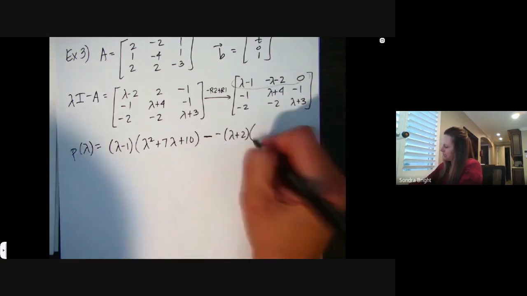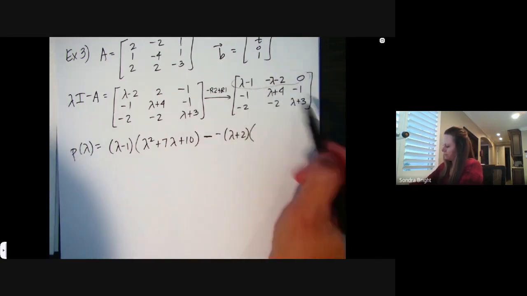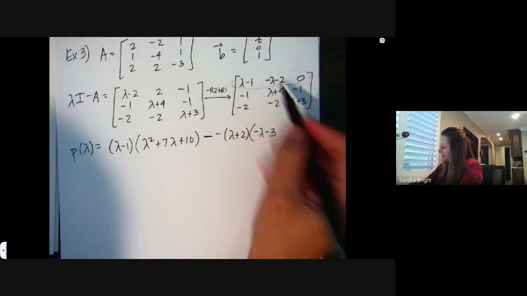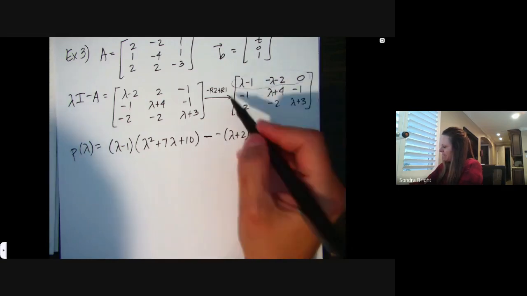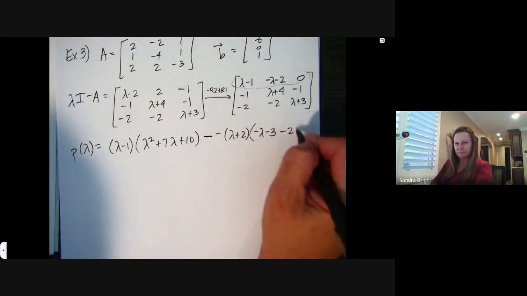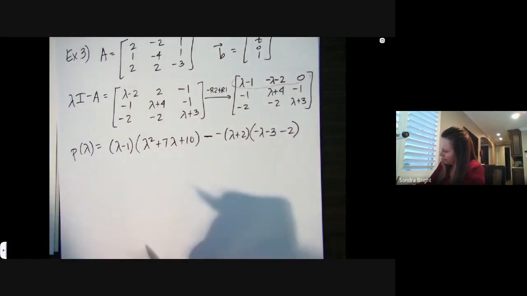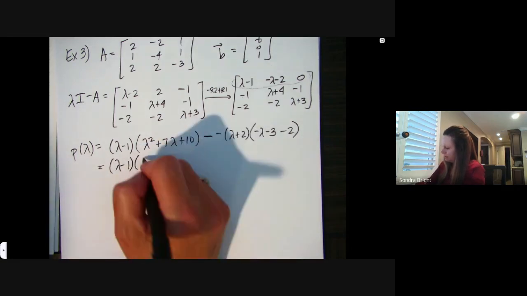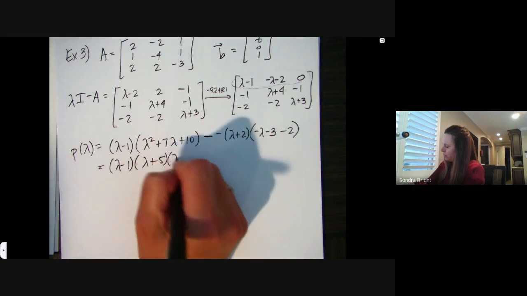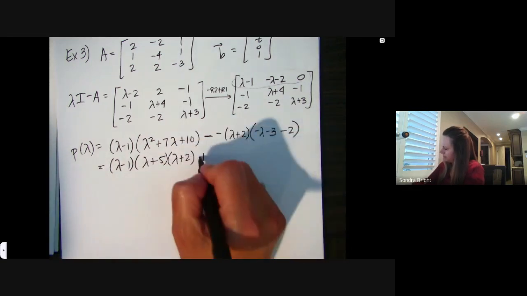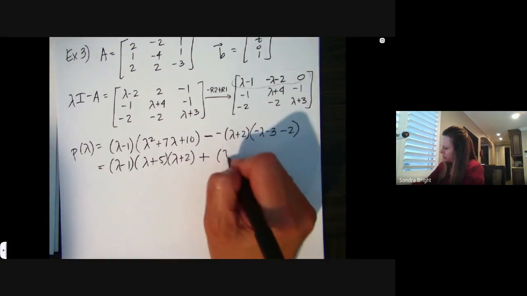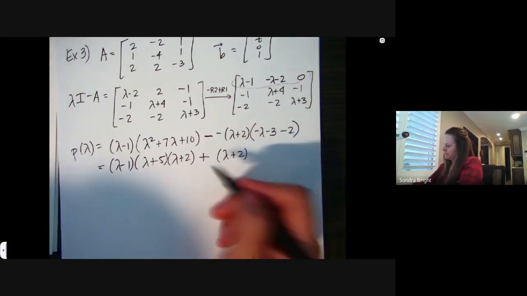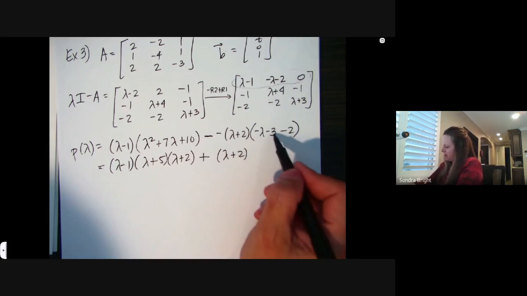And what you would be left with is taking the determinant of negative 1 times lambda plus 3, so a negative lambda minus 3, and then minus a positive 2. Yeah. And so you end up with a lambda minus 1 times that factors lambda plus 5 and lambda plus 2, and then this would be a plus lambda plus 2 times, okay, I'm going to factor out that negative. Yeah. This is negative lambda minus 5. I'm going to factor that out.